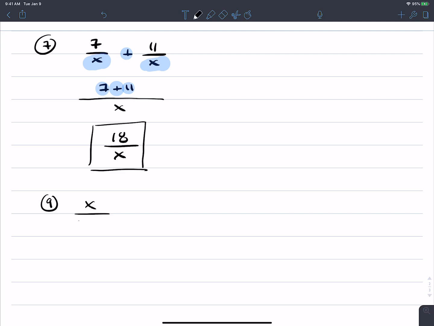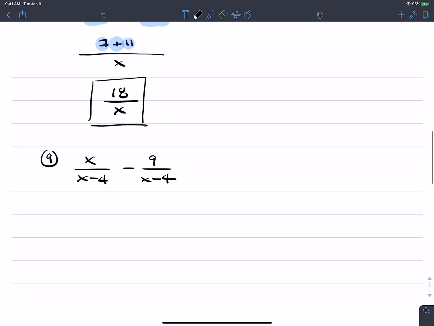x over x minus 4 minus 9 over x minus 4. Again, we notice we have the same denominator. These fractions are like. So we just have to put the numerators, x and 9, on top here, and don't forget your operation now is subtraction. So you're going to subtract.